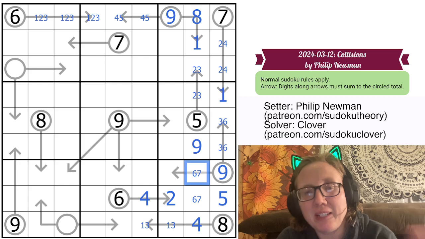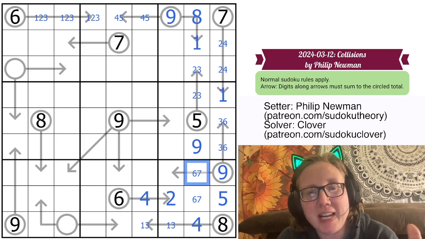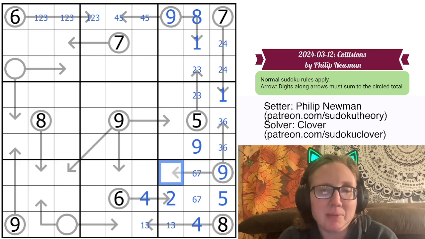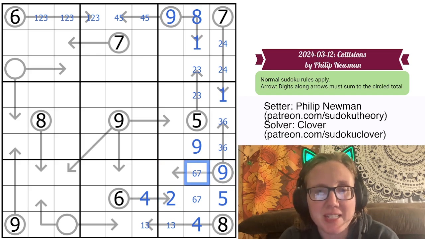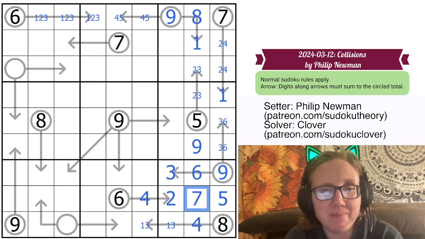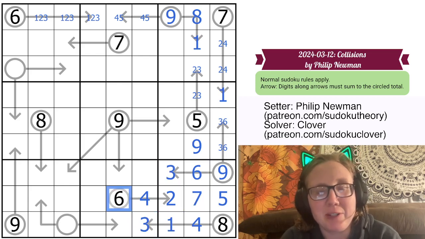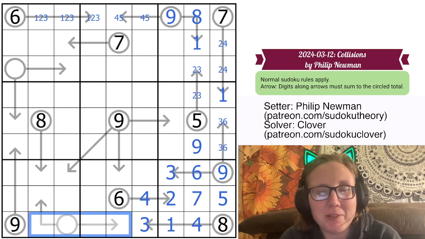Now one of those fell along the 9 arrow, so we're going to have this 9 be either 6 plus 3 or 7 plus 2. Can't be 7 plus 2 because we've already used 2, so that's going to be 6 and 3. And we can finish the region. So now let's keep working clockwise.